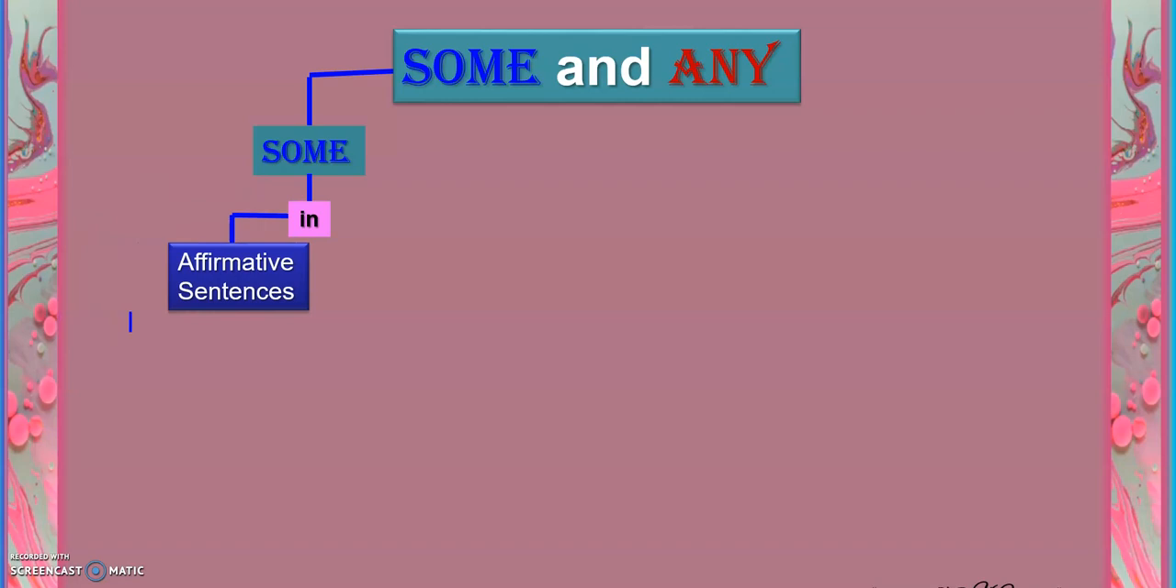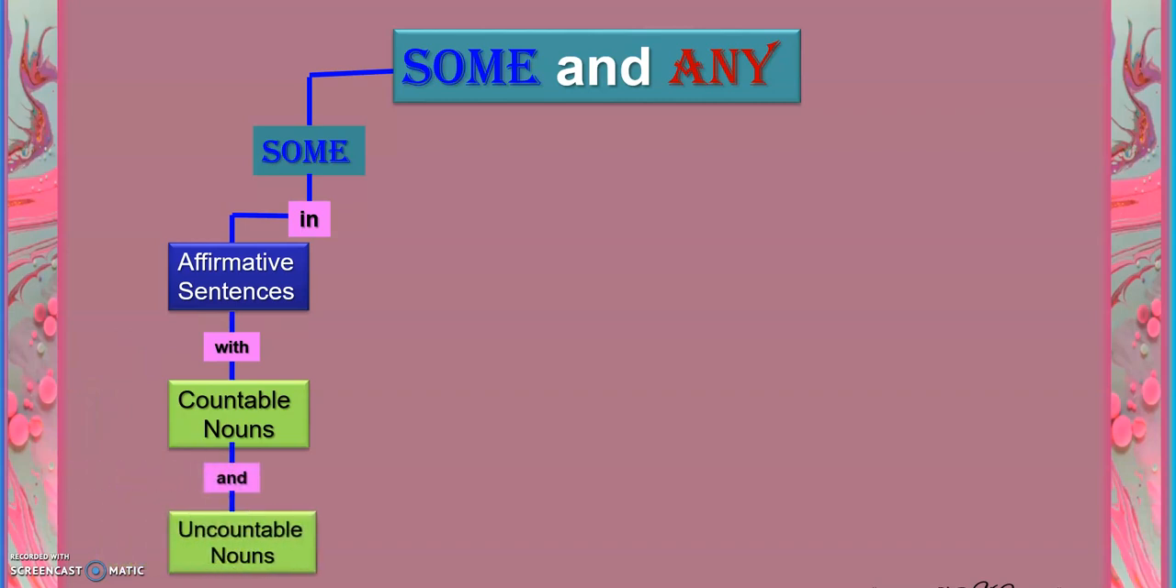Some and any. We use some in affirmative sentences with countable and uncountable nouns. You remember, countable nouns are those that have singular and plural. For example, you say apple, apples, orange, oranges, chair, chairs. Those nouns have singular and plural.